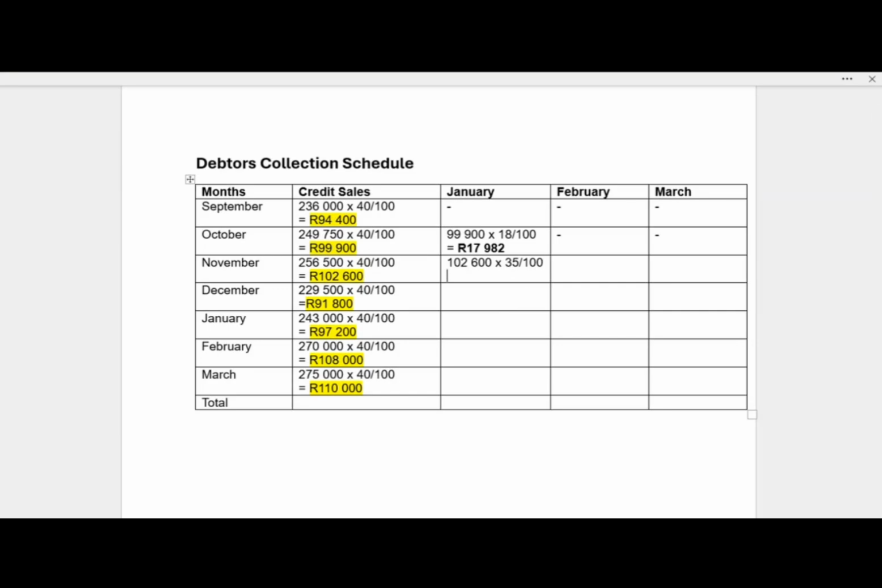All right. And then now, how much are we collecting there? Let's see. Put that on the calculator. It's going to be 102,600. You multiply by 35, divide by 100. And then you are going to collect how much right there? You are going to collect on November, you're going to collect 35,910, all right?